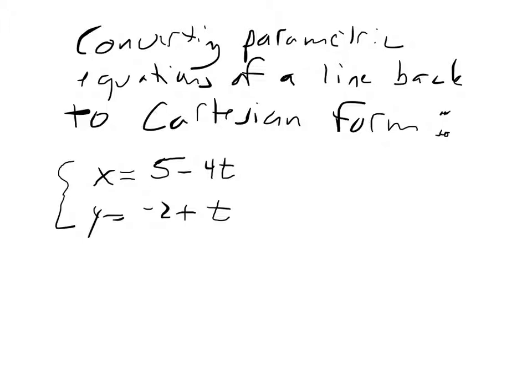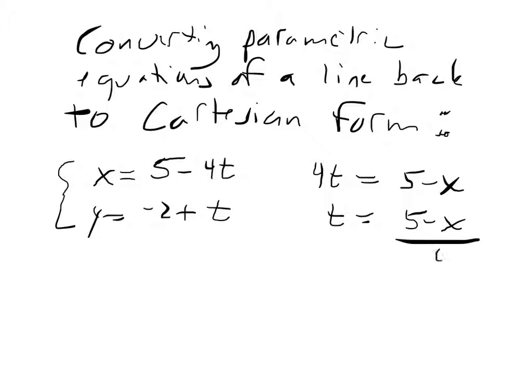So again, if you didn't think about converting back to Cartesian form from your parametric form, here I've given you two parametric equations for some Cartesian graph. How can I write this with y in terms of x? And it's real simple. I've got a y in terms of t. Let's solve this for t in terms of x and then simply plug in. So I would have 4t equals 5 minus x if I solve for 4t. And then if I solve for t, I get t equals (5 minus x) over 4.